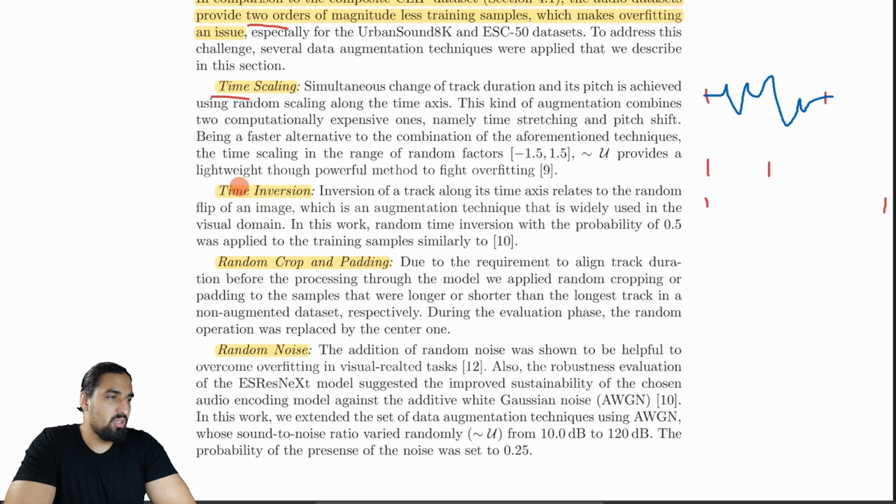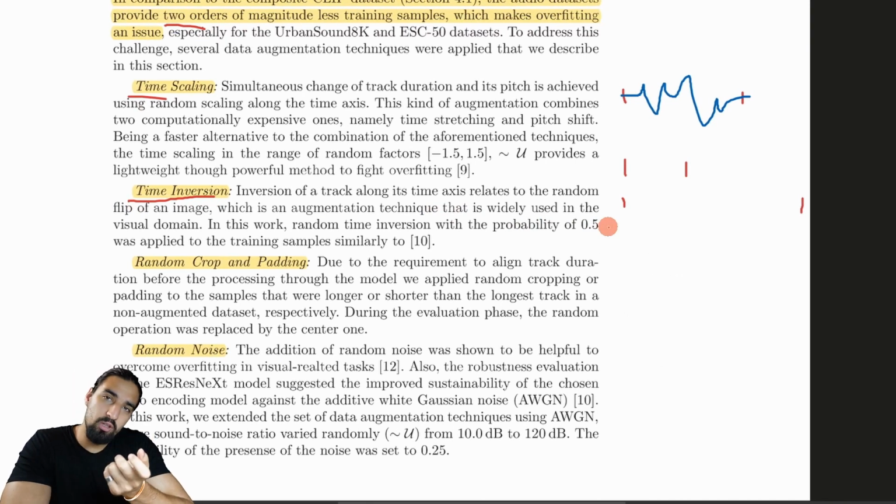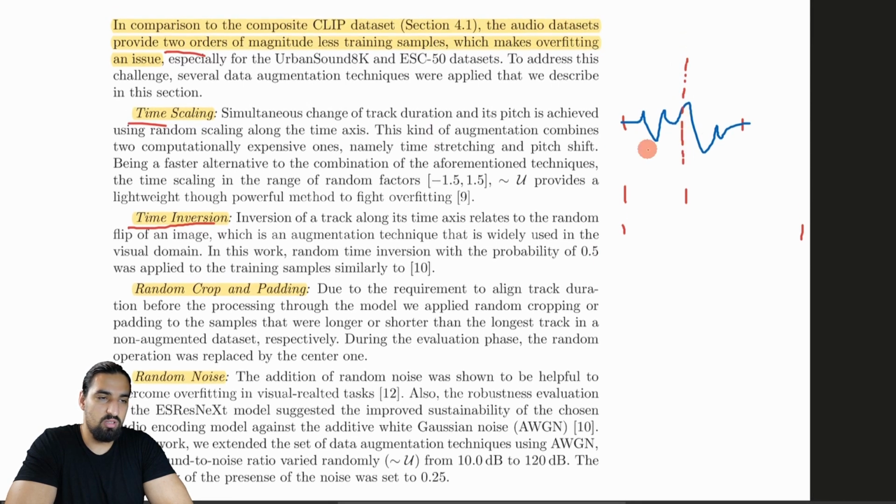They also use this thing called time inversion that's equivalent to flipping your image inside computer vision tasks. So that means simply, if we have this signal here, and this is some symmetry axis, you just rotate by 180 to get the signal, and then you feed that into ESResNeXt.